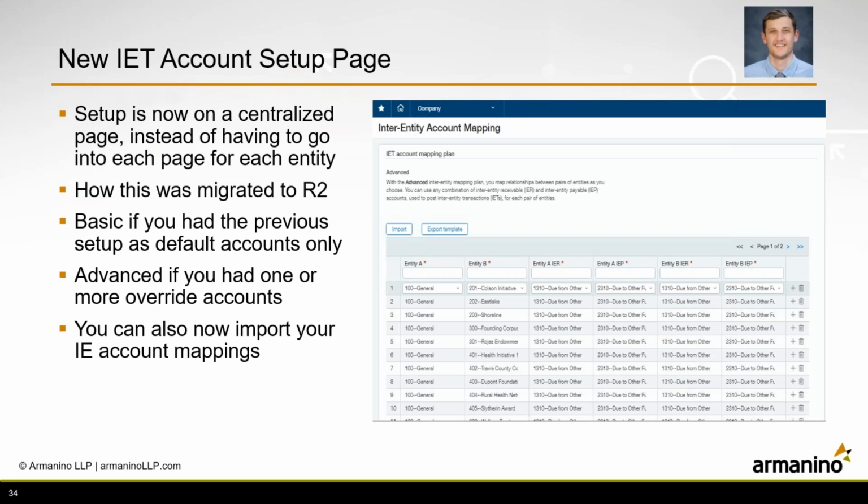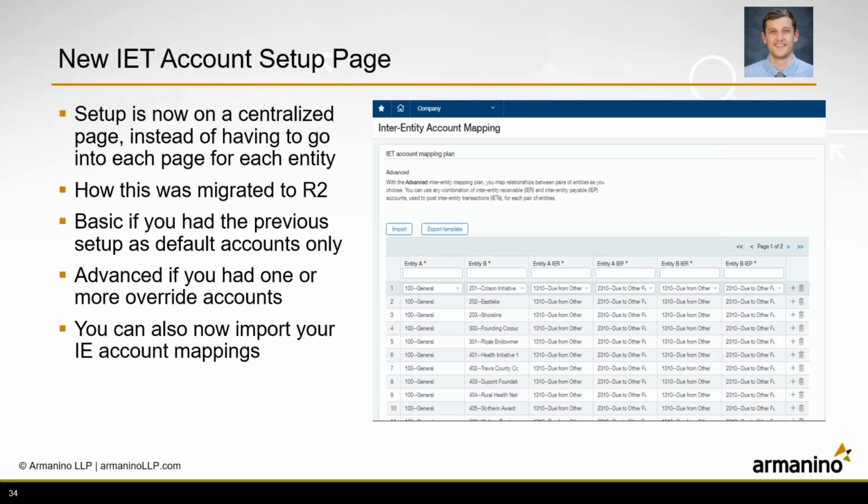They have what's called the basic and the advanced setup. You were migrated to the basic setup if your previous setup only used default accounts, and you were migrated to the advanced setup if you had one or more override accounts. Basically, the basic setup defines a common receivable and a payable account that's going to be used for all transactions involving that entity. Because it's unnecessary to separately settle balances among entities that are involved based on this setup, only one inter-entity receivable and one inter-entity payable account is going to be defined per entity.